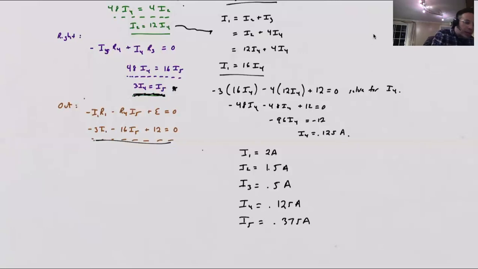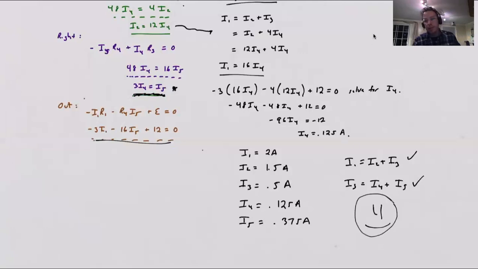We can do our gut check on all of these. What we see, remember, is that I1 should equal I2 plus I3, and it certainly does. And I3 has to be equal to I4 plus I5, and it certainly does. The world is a happy place.